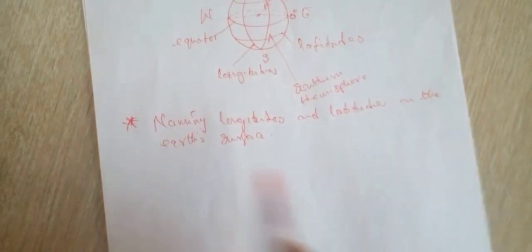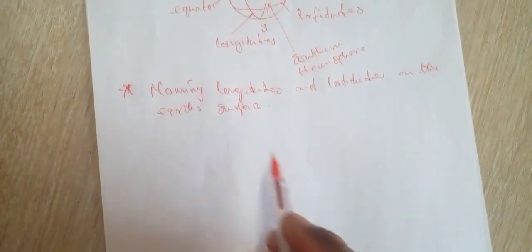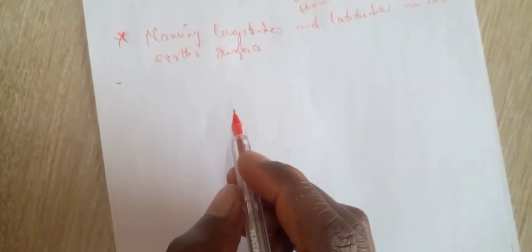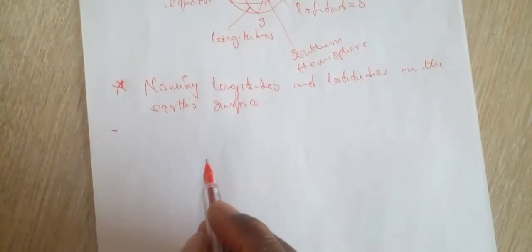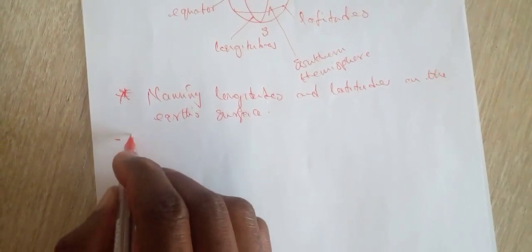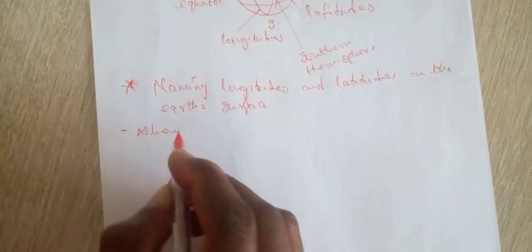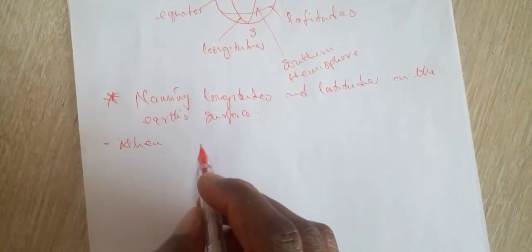So how do we get to name a place? How do we get to name a place? One thing you should understand is that when naming the position of the place, we start with the latitude, then longitude at which that point is lying. So we can write this down, just pause the video and make your own notes.